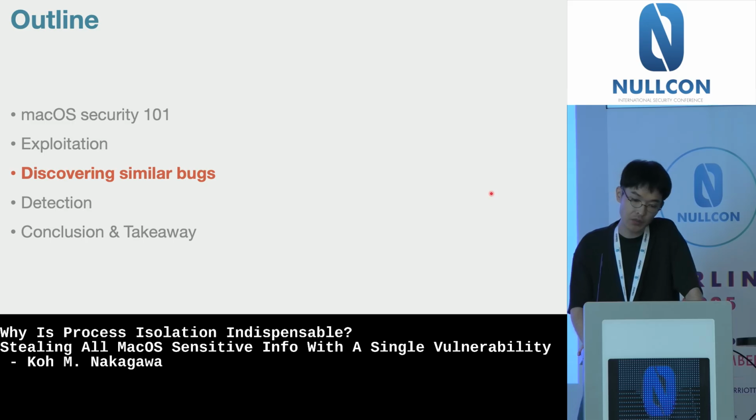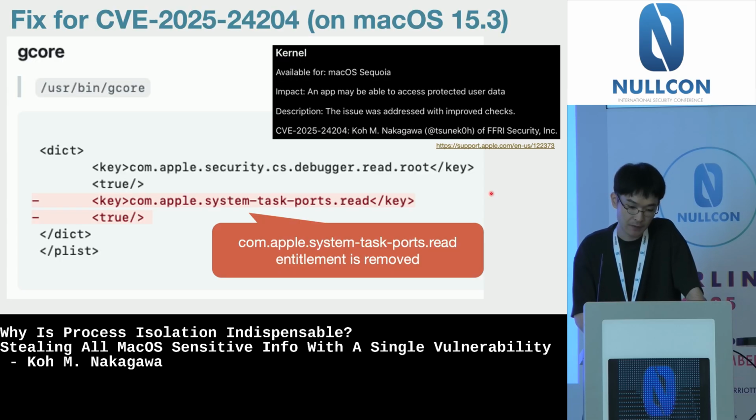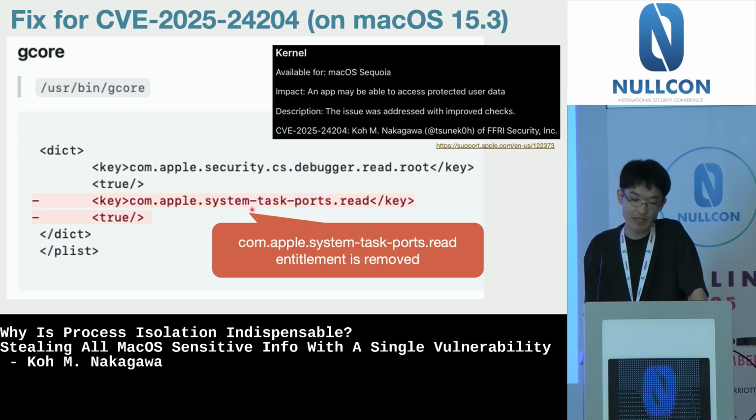Now let's touch on how to find similar bugs. This issue was addressed in macOS 15.3. Let's look at the fix. Apple removed the dangerous entitlement from gcore. As you can see here, the system task port read entitlement is now gone.